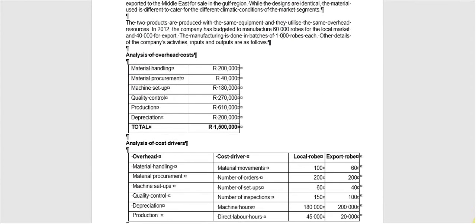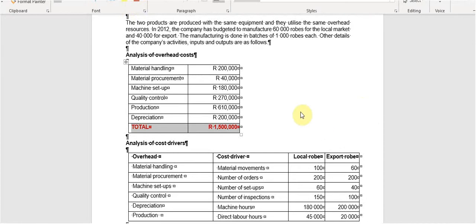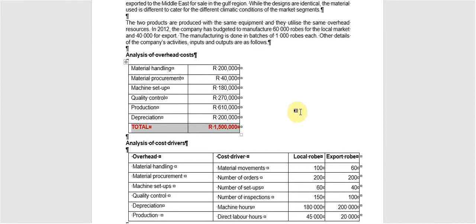To begin with, I see that they give me an analysis of the rand values of the overhead costs, and they were so kind as to add it up for me. Sometimes they don't give you the total of the rand value of the overheads. So I'm just going to highlight it for myself in red because that's definitely important information that I will need if I have to do the traditional costing method. You will remember that for traditional costing, we use the sum of the overheads. For ABC costing, we do a calculation for each overhead separately.